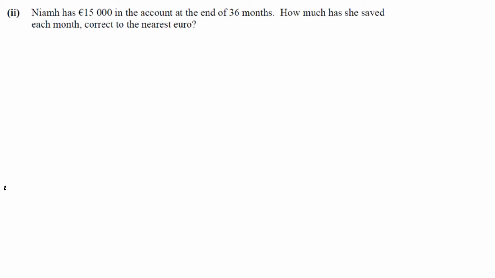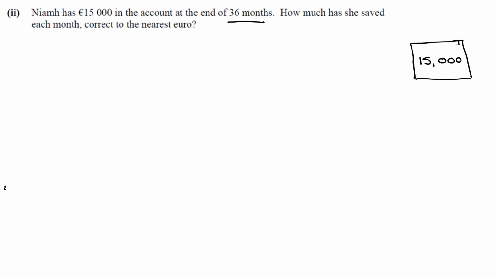The second part of this question: Neve has 15,000 in her account at the end of 36 months. How much has she saved each month, correct to the nearest euro? So I think it's really, really important that you draw this out in a way that helps you make sense of the question. So Neve has 15,000 here. So we know the amount she has at the end. So there's her 15,000 here at the end. That's at the end of 36 months.